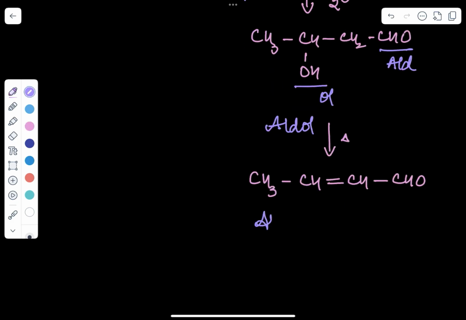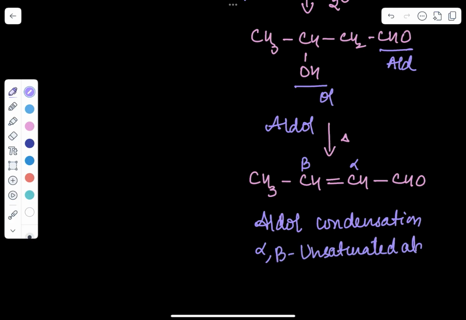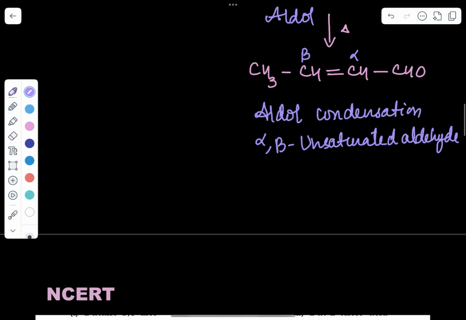If you heat it, then dehydration will occur and you will get an alpha beta unsaturated carbonyl compound, and this reaction will now be termed as aldol condensation. If only aldol is formed, then the reaction is known as aldol reaction.